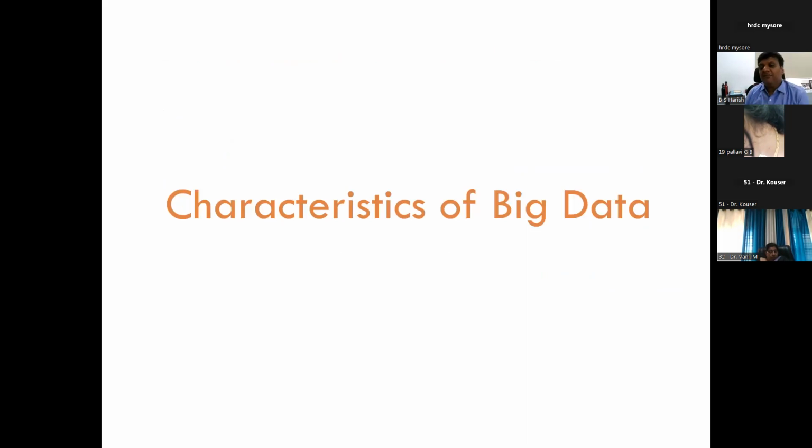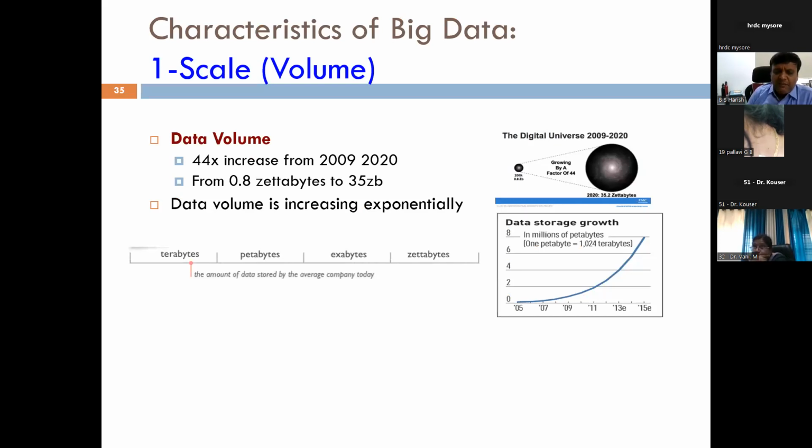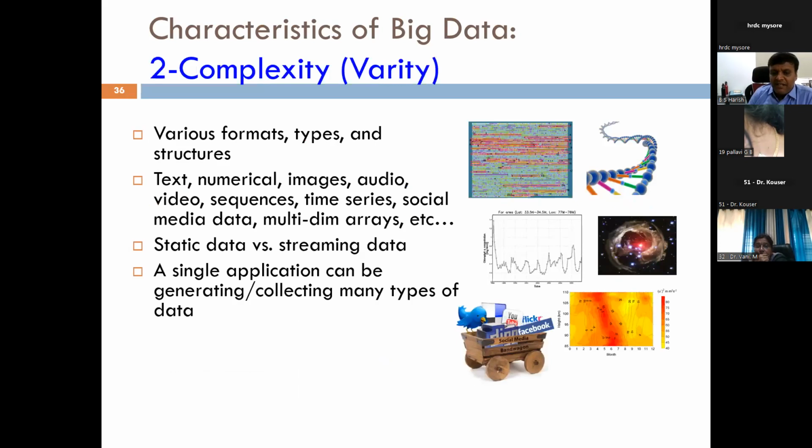Right. So the characteristics of big data that I already told. The first scale is volume. Volume, that is, we are trying to express in terms of petabytes and exabytes. Terabytes, petabytes, exabytes, and zettabytes. And the second characteristic is the variety, right?